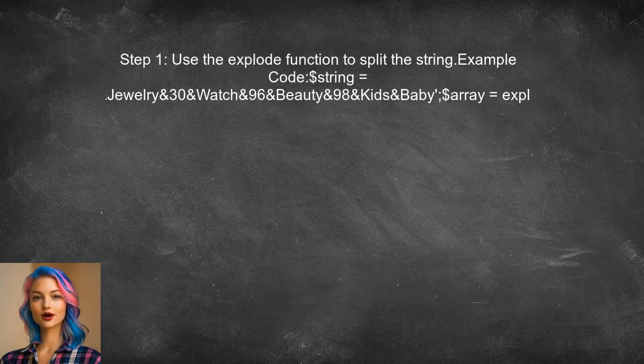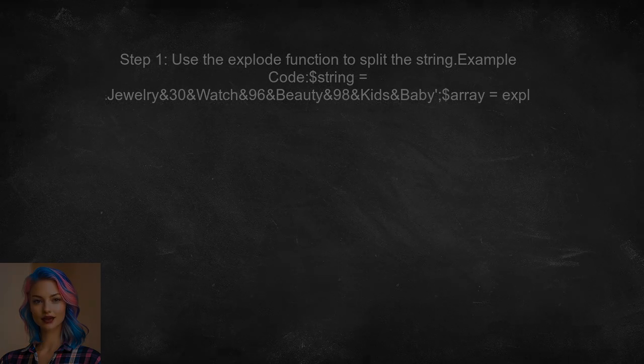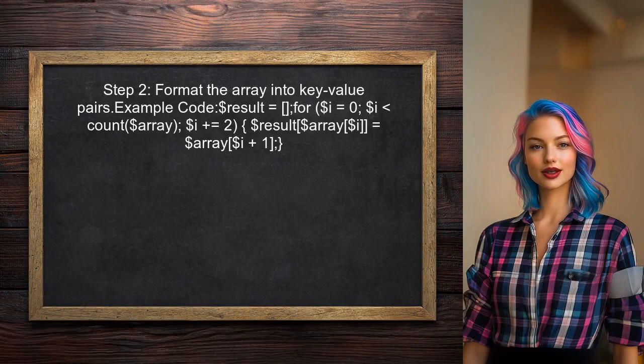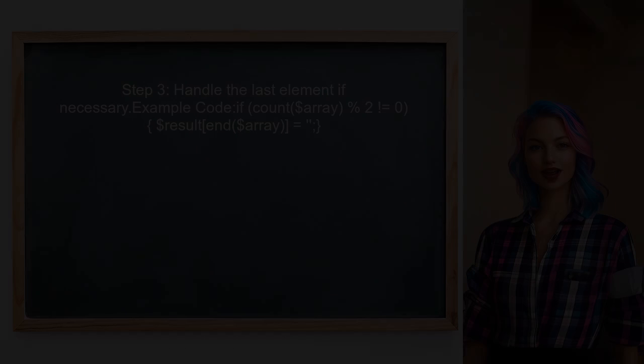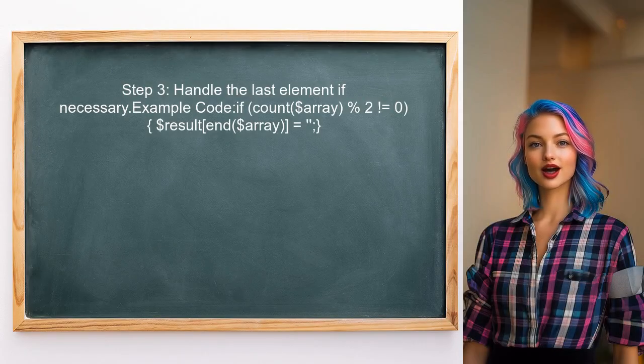process a breeze. To convert a string to an array in PHP, the user can start by using the explode function. This function splits a string by a specified delimiter. In this case, the delimiter is the ampersand symbol. Next, the user needs to format the array into key value pairs. This can be achieved by using a loop to iterate through the array and assign the values accordingly. After that, the user should handle the last element of the array. Since the last item may not have a corresponding key, it should be added separately if it exists.